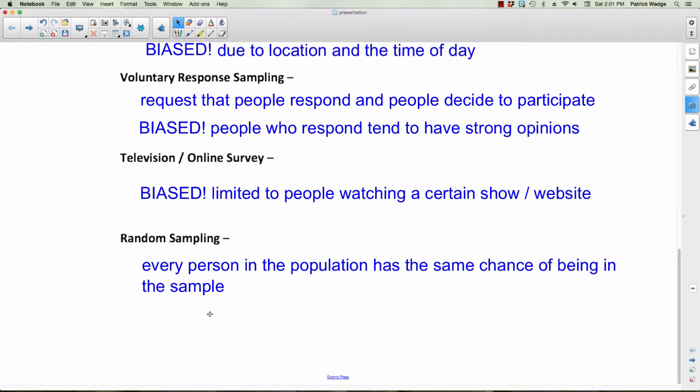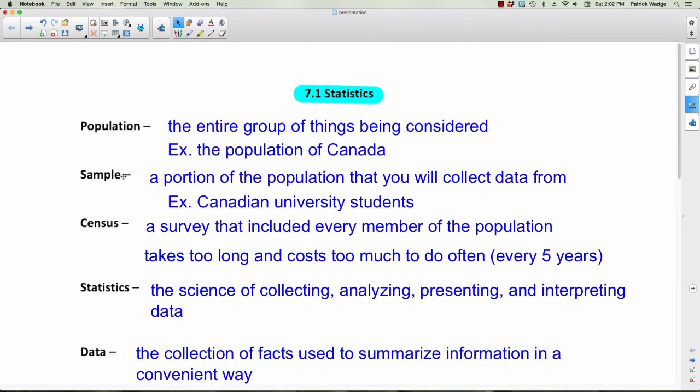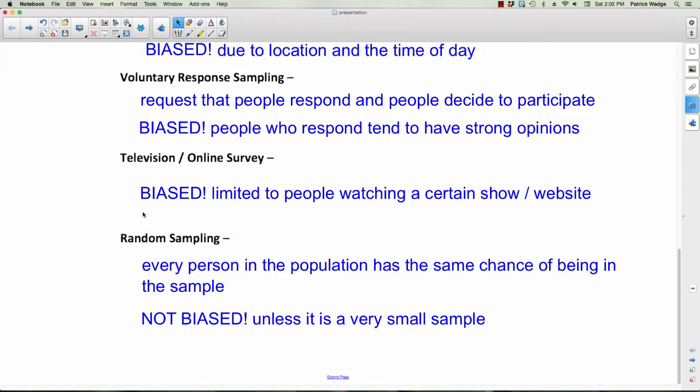Okay? So this is not biased, unless it's a very small sample. If you do this random method, but you only ask 4 people, that's not going to be very accurate probably. The more people you can ask, the closer your sample is going to be to your population, and the more accurate it's going to be.